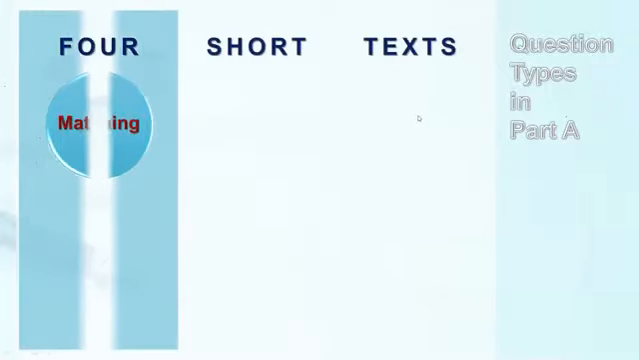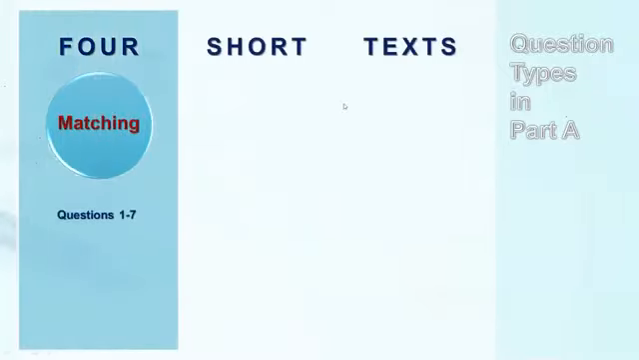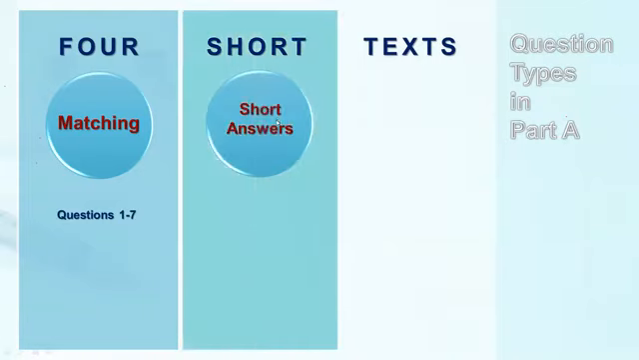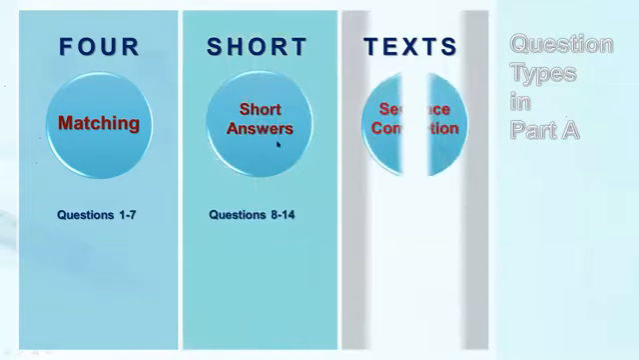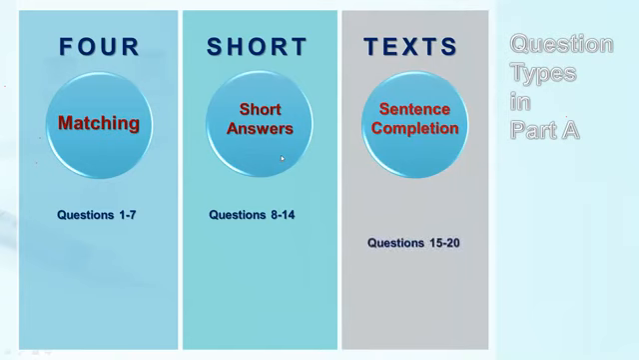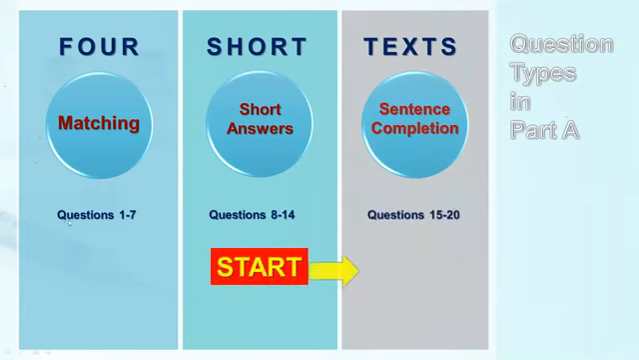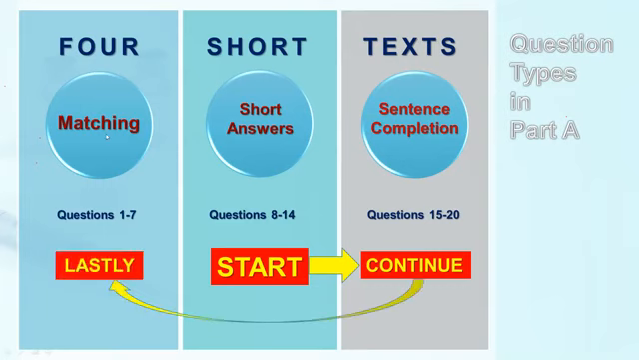Question types in part A. In part A, you will have 20 questions in 15 minutes. Questions from 1 to 7 are matching questions, okay? While questions from 8 to 14 are short answer questions. While questions from 15 to 20 are sentence completion questions.